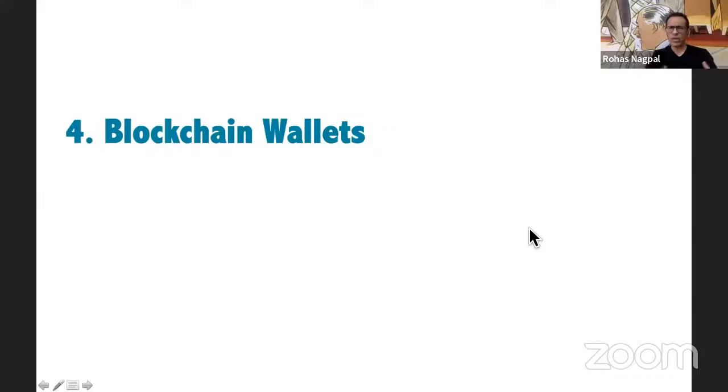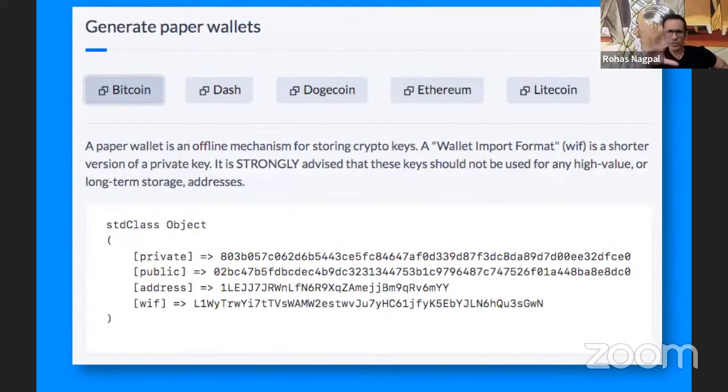Now that we've understood how the blockchain works, let's see how we interact with the blockchain as users. And that is where the fourth concept comes in, which is a blockchain wallet. So this is what a simple paper wallet looks like. These 4 lines that you see.